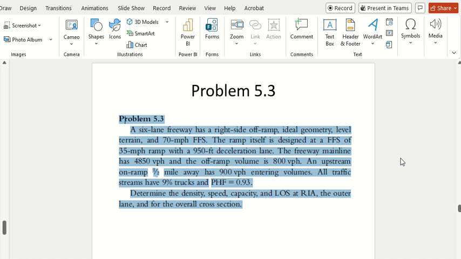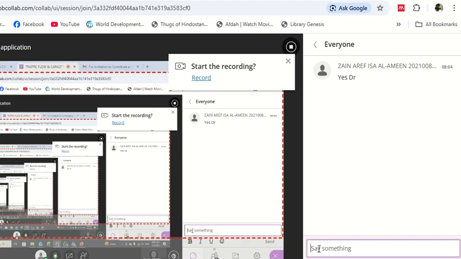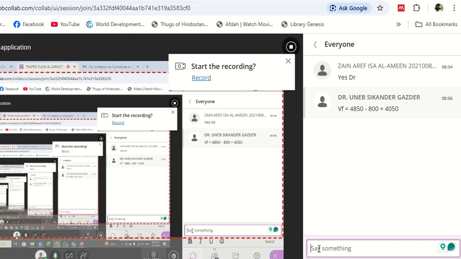Now we will move on to the calculation of flow rates. Now the flow rate for the ramp is given, the volume for the ramp is given, the volume for the freeway is given, but that volume has the volume of the ramp as well. So first of all I will find out the volume of the freeway only. So the total is 4850, from which 800 is for the ramp. Okay, so the freeway volume is this much.